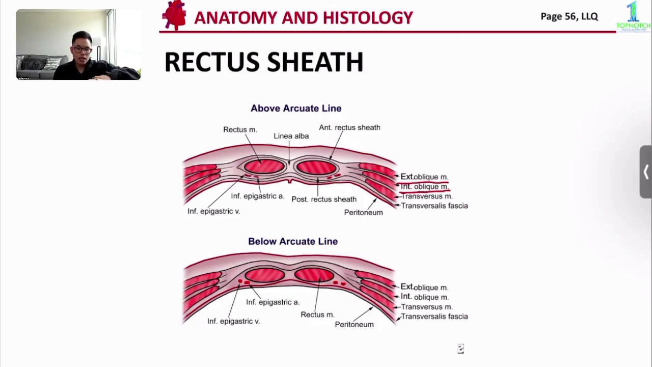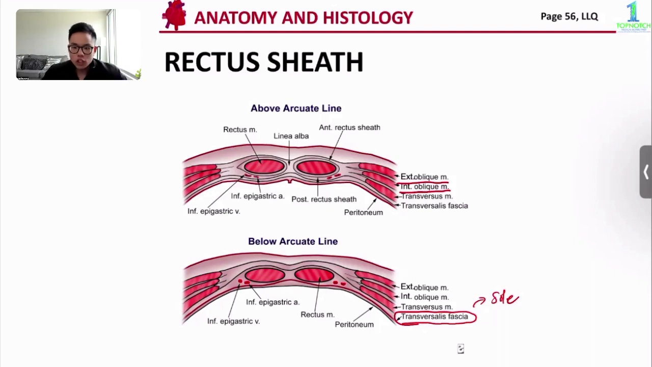Now, interestingly, for the posterior rectus sheath above the arcuate line, the internal oblique muscle also gives rise to an aponeurosis to it, as well as the transversus muscle. But at the level below the arcuate line, the aponeuroses of the internal oblique and the transversus abdominis now pass anteriorly to form the anterior rectus sheath, leaving the transversalis fascia as the sole component of the posterior rectus sheath.